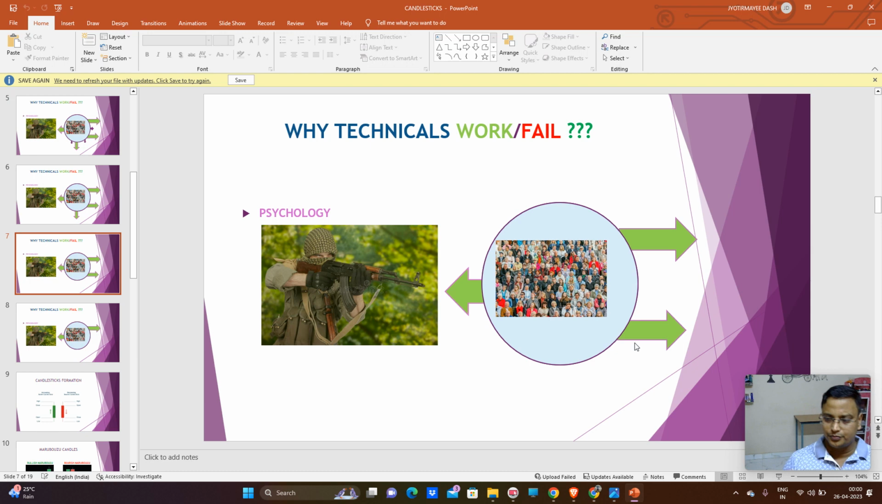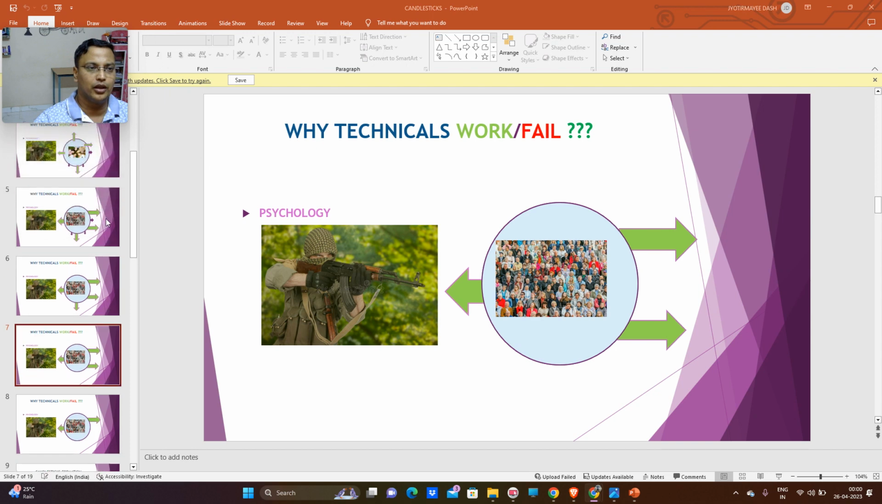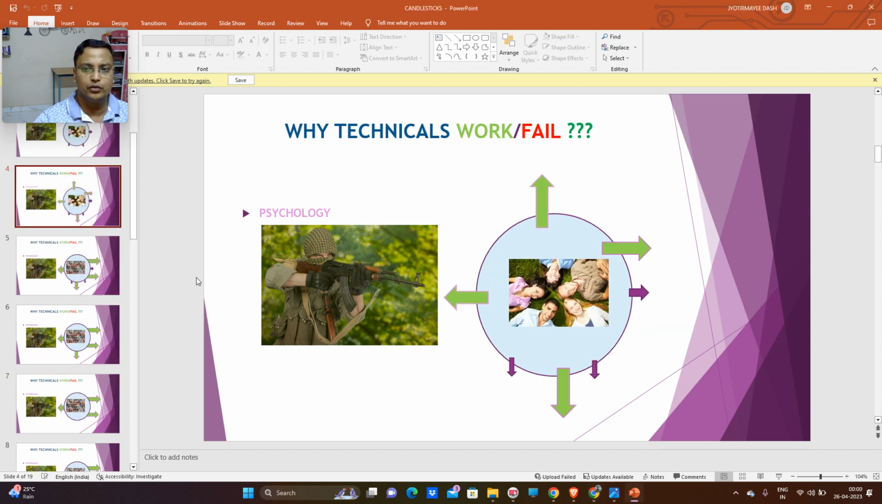Now suppose there is a low volume, like I showed you in the previous one. Suppose you trade with some penny stocks and there is very low volume. It's very difficult to predict which way the market will go. Okay, obviously it's very difficult.